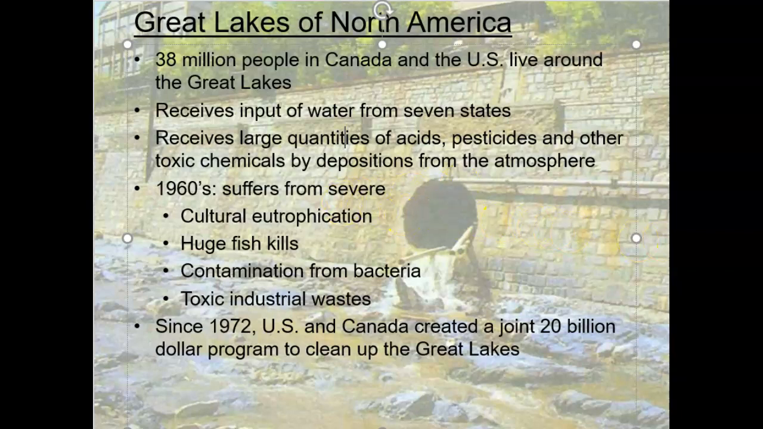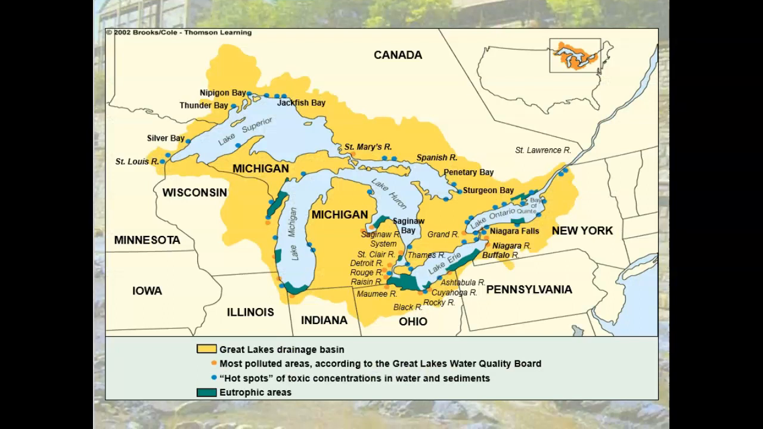In the 1960s, there was a lot of pollution that came from humans, cultural eutrophication, large fish kills, a lot of contamination from bacteria and toxic industrial waste. And then because of those problems, that led to a lot of concern, and the concern led to actions to clean up the Great Lakes, and the key thing for cleaning up the Great Lakes was to reduce the pollution sources. So the Great Lakes, right, in case you needed to be reminded, with a map.